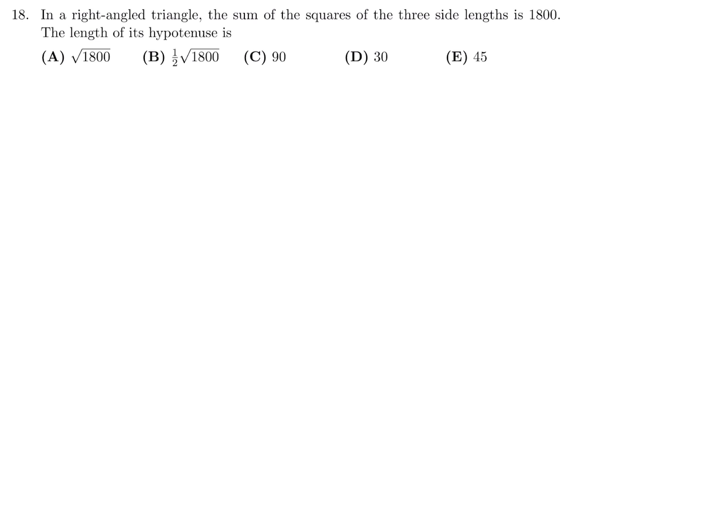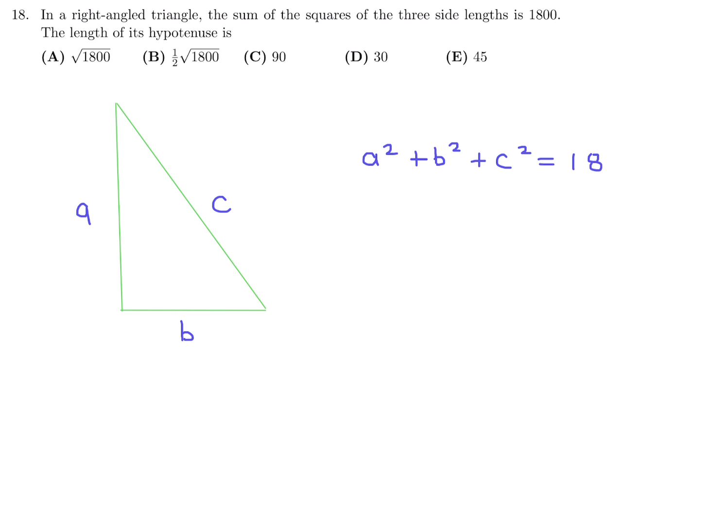In a right triangle, the sum of the squares of the three sides is 1,800. The length of the hypotenuse is, all right? So we've got this triangle here. It's a right triangle, something like this. And they tell you that these three sides, I'll call them A, B, and C. The sum of the squares, that would be A squared plus B squared plus C squared, is equal to 1800.